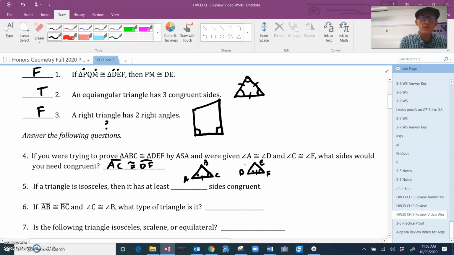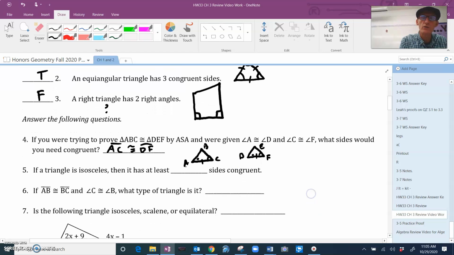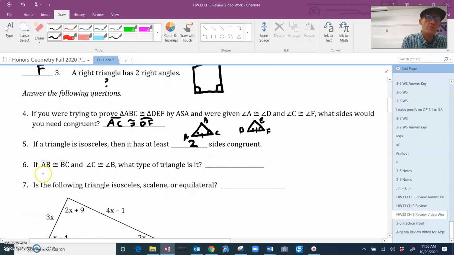If a triangle is isosceles, then it has at least 2 congruent sides. Now, it could have 3. Remember, all isosceles triangles are not necessarily equilateral triangles, but all equilateral triangles are isosceles triangles. If AB is congruent to BC and angle C is equal to angle B, what type of triangle is it? Well, this is equilateral. It's an interesting problem because I will show you in the drawing. You could say equiangular, but it's the same.